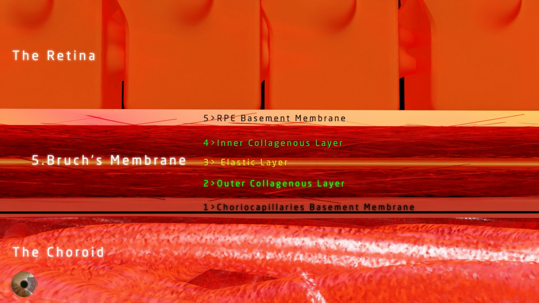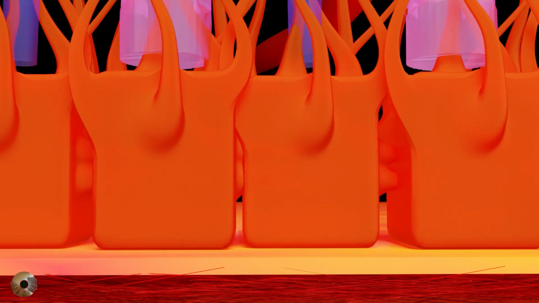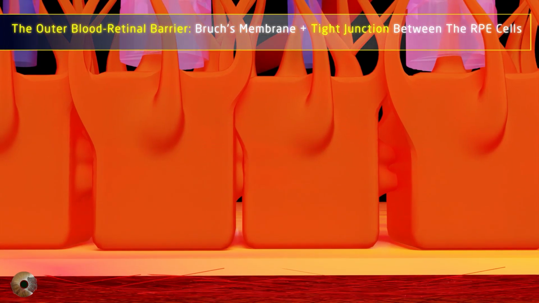Bruch's membrane is a pentalaminar structure consisting of 5 layers from outward to inward: the basement membrane of the choriocapillaris, an outer collagenous layer, then an elastic layer, then an inner collagenous layer, and finally the basement membrane of the retinal pigment epithelium layer. Between the choroid and the retina, there is an outer blood retinal barrier, which forms from Bruch's membrane and the tight junction between the RPE cells.